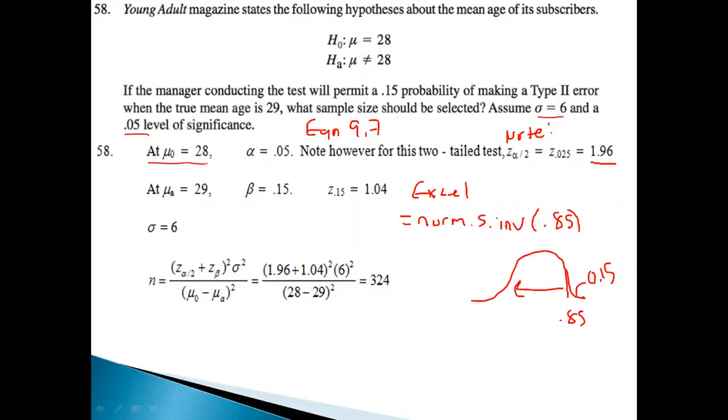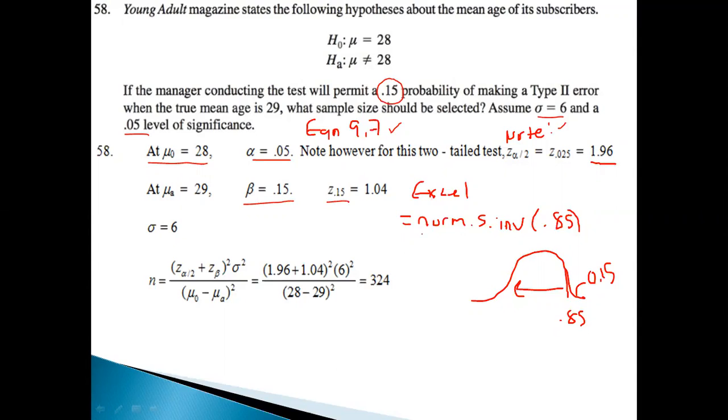So at mu naught equals 28, alpha 0.05, now we're going to be using equation 9.7, and this is that note at the bottom there, talking about how instead of z alpha, you're going to use z alpha over 2, and so that gives us 1.96. Now at mu equal 29, beta is 0.15. That's coming up here. So we need to find z of 0.15.